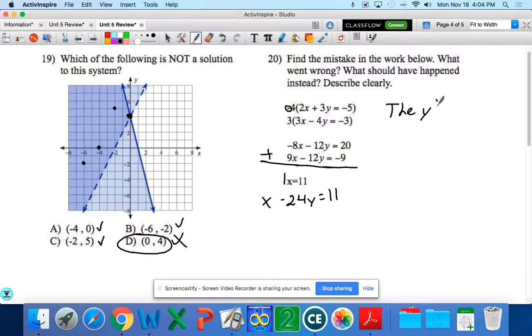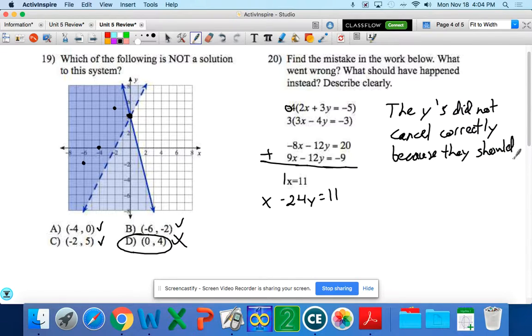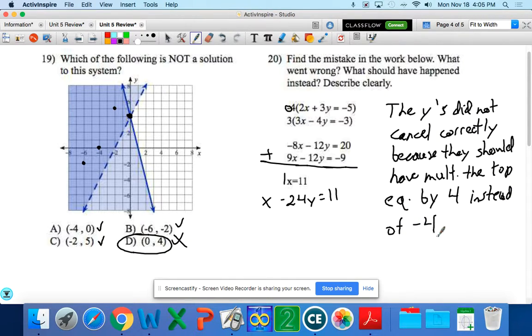The y did not cancel correctly because they should have multiplied the top equation by 4 instead of negative 4. Something along those lines.